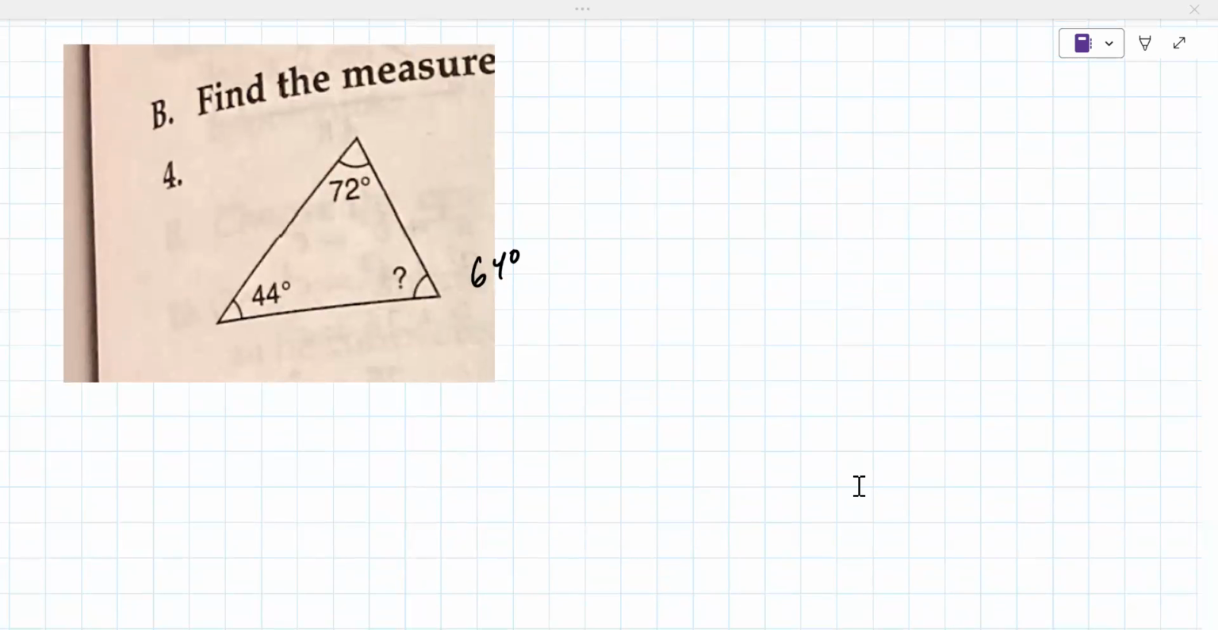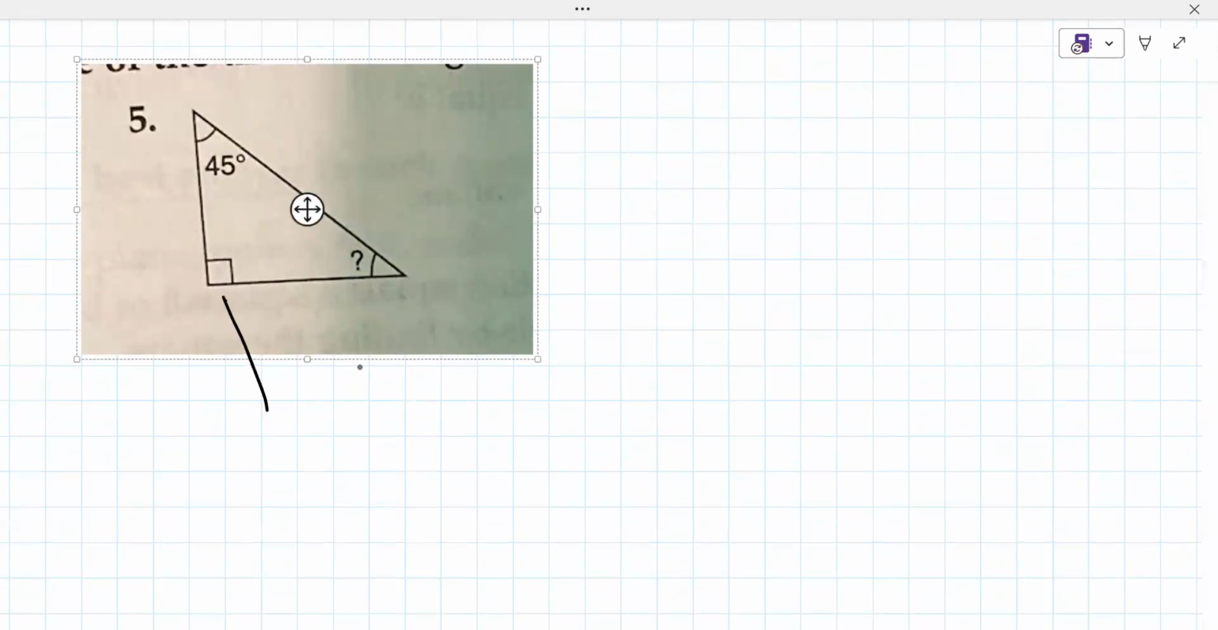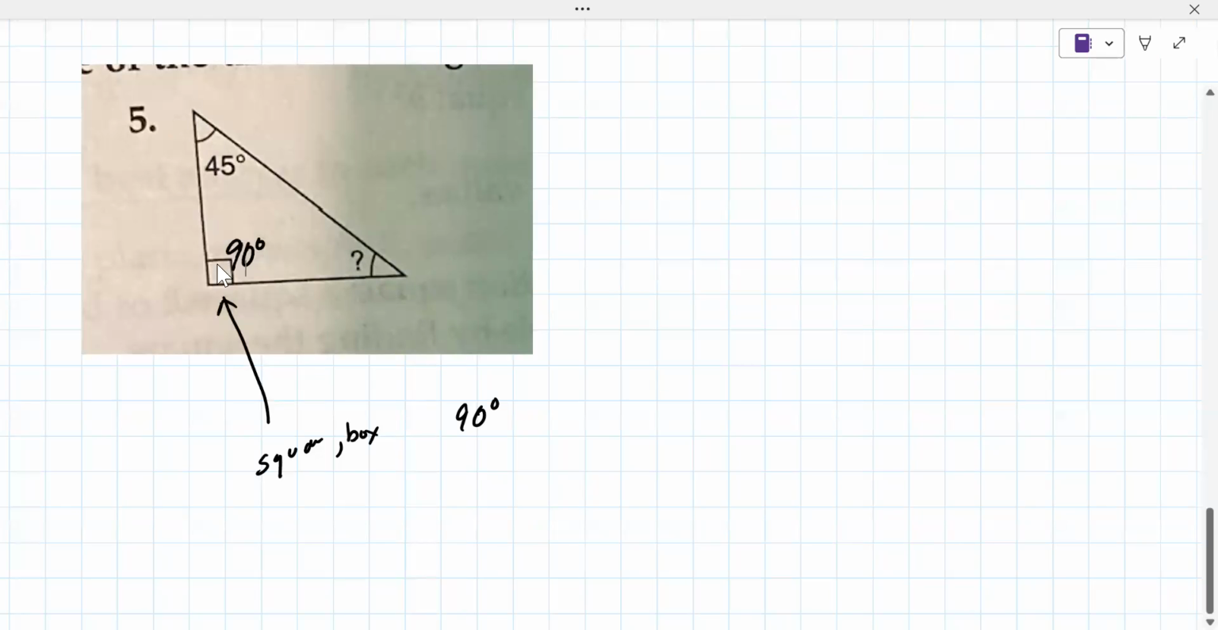Now just a little more explanation for this next problem. There are some symbols you need to be able to recognize. This little square, this box, means 90 degrees. You're supposed to know that. That's how you find this missing angle, because the three angles add up to 180. But if you didn't realize the box represents 90, you wouldn't be able to solve for it. So go ahead and solve for the missing angle for us, please.